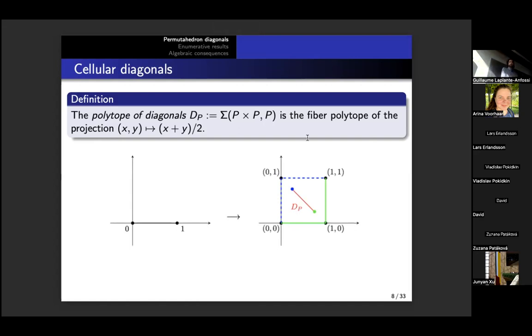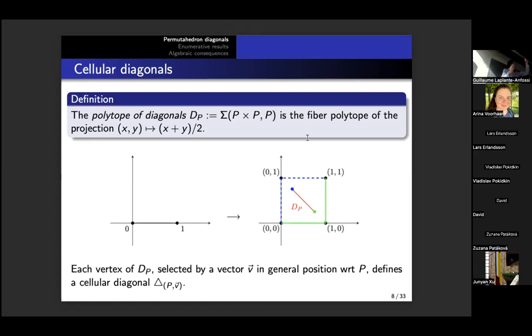So, for instance, for the interval, the fiber polytope, the diagonals polytope associated to it will also be an interval, and the vertices of this polytope are cellular approximations of the diagonal. So if you remember, we had this diagonal in red, and then we wanted to deform it into an application that was cellular. So we had basically two choices. Either we deform it going up, or we deform it going down. And these correspond to the two vertices of the diagonal polytope.